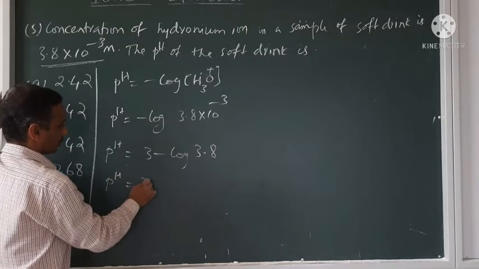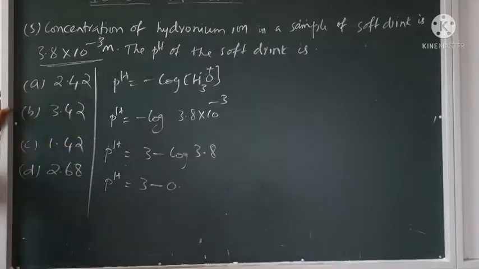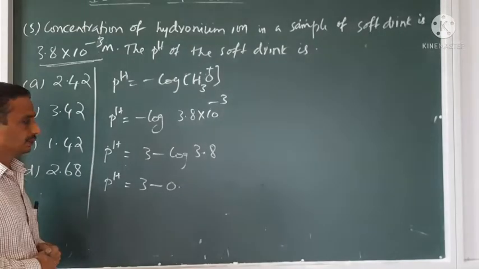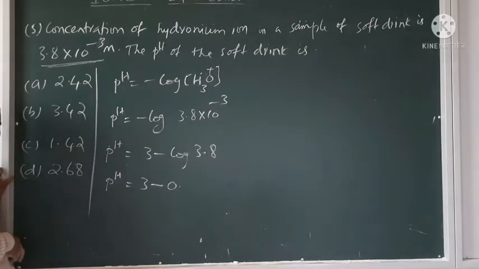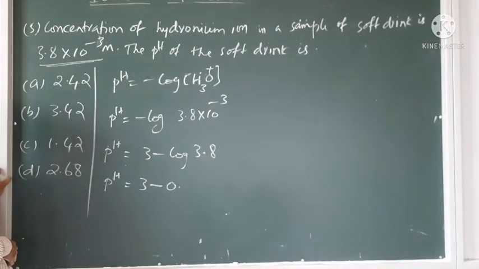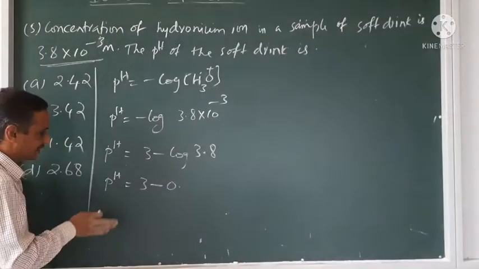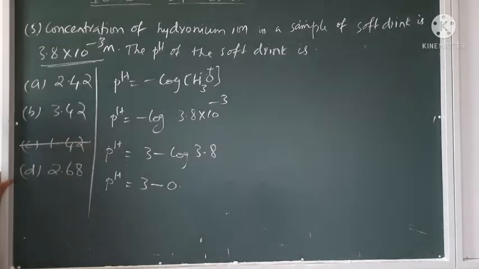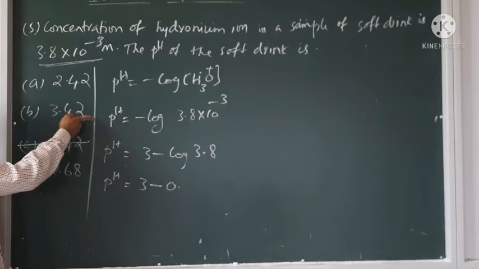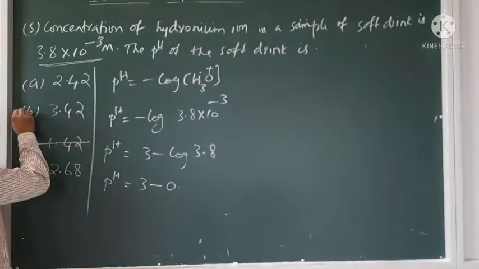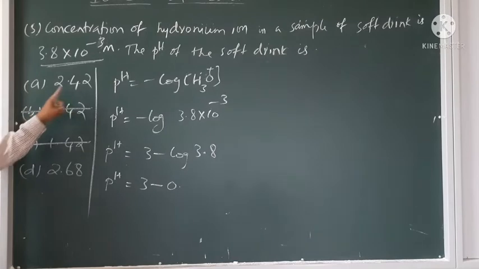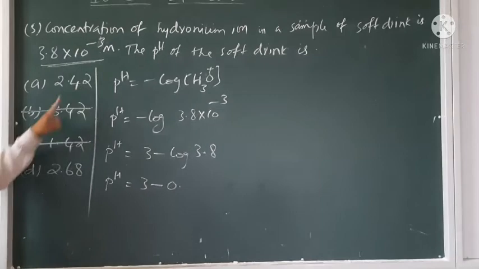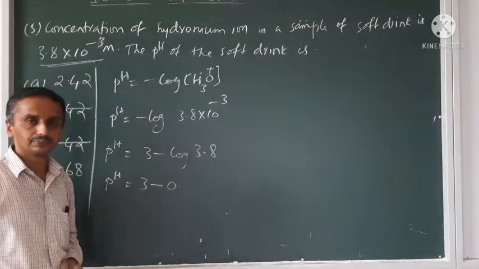pH is equal to 3 minus 0 point something. Now see, can it be less than 2? Only if it were 3 minus 1 point something could it be less than 2. So this answer is neglected. Can it be greater than 3? It is 3 minus something, so this answer is neglected. The answer lies between 2.42 and 2.68. Only that option can be taken.